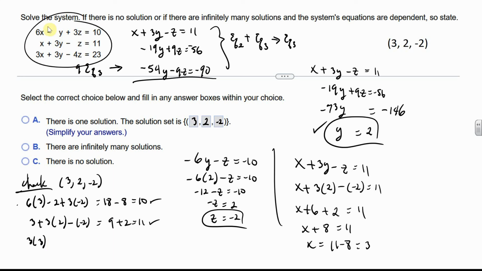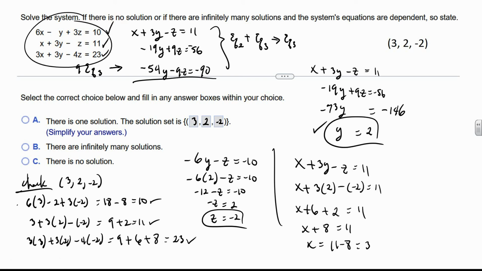And then 3 times 3 for that third equation. I'm just going back to the original system, plugging in my values, plus 3 times 2 minus 4 times negative 2. This is 9 plus 6 plus 4 plus 8. Right? So here that gives us 23. That checks.